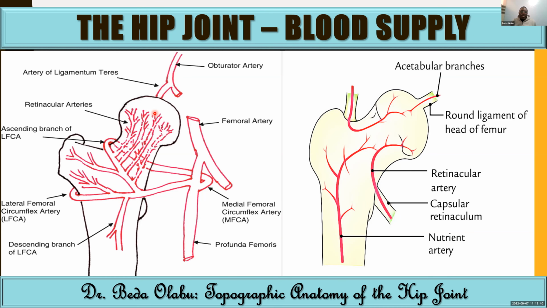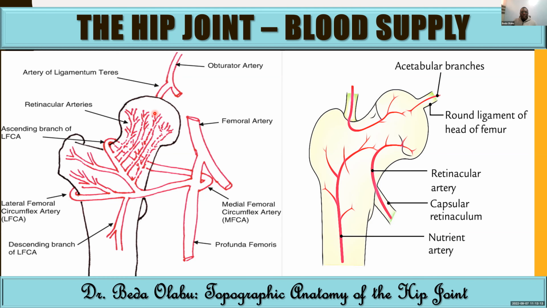So we can say this, that the head of the femur receives multiple sources of blood supply, primarily by the retinacular arteries, which come from the anastomosis around the hip joint. So the retinacular vessels are the chief source of blood supply to the head of the femur, especially in adults. But what are the other sources?